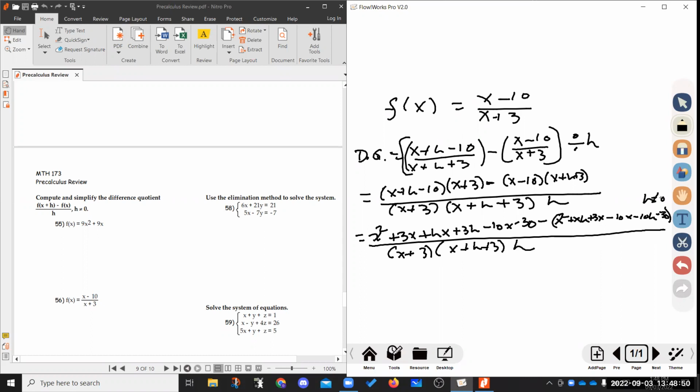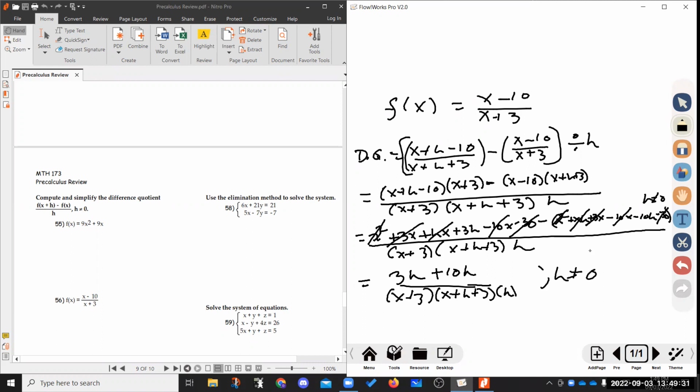Remember, h can't be 0 here. So x squared minus x squared is 0. Hx minus xh, same thing, 0. 3x minus 3x is 0. Negative 10x minus negative 10x is 0. Negative 30 minus a negative 30 is 0. And I end up with 3h plus 10h over x plus 3 times x plus h plus 3 times h, with h not equal to 0.